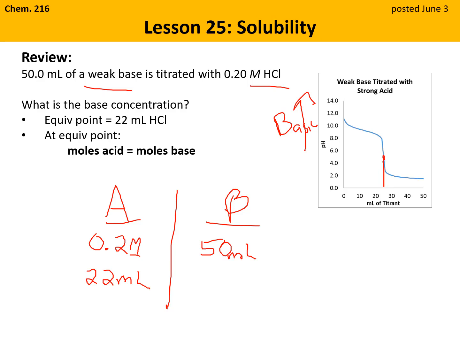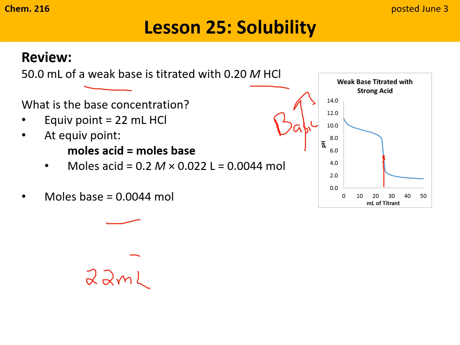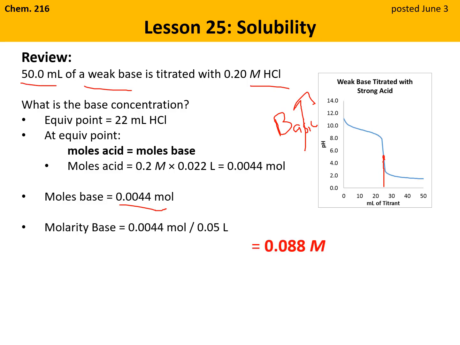And at that equivalence point, the moles acid equals moles base. So I can use this information I know about the acid in order to figure out the moles acid. I take my molarity times the number of liters, and I get the moles acid. That'll equal the moles base at the equivalence point. Now remember, I also know there are 50 mLs of the base, so I can take that moles, divide by the number of liters, and I get the molarity. All right, so that is from last time on titration.